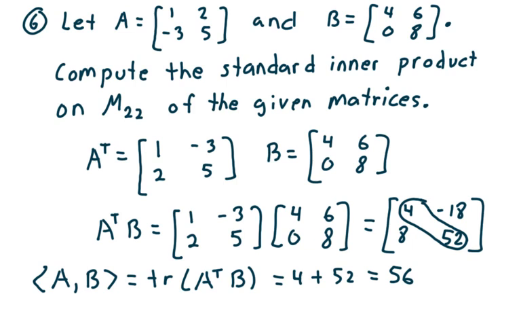The inner product of A and B is the trace, TR is trace, of A transpose B. And to get the trace of A transpose B, I add the entries along the main diagonal. And so I get 4 plus 52, and that's equal to 56.